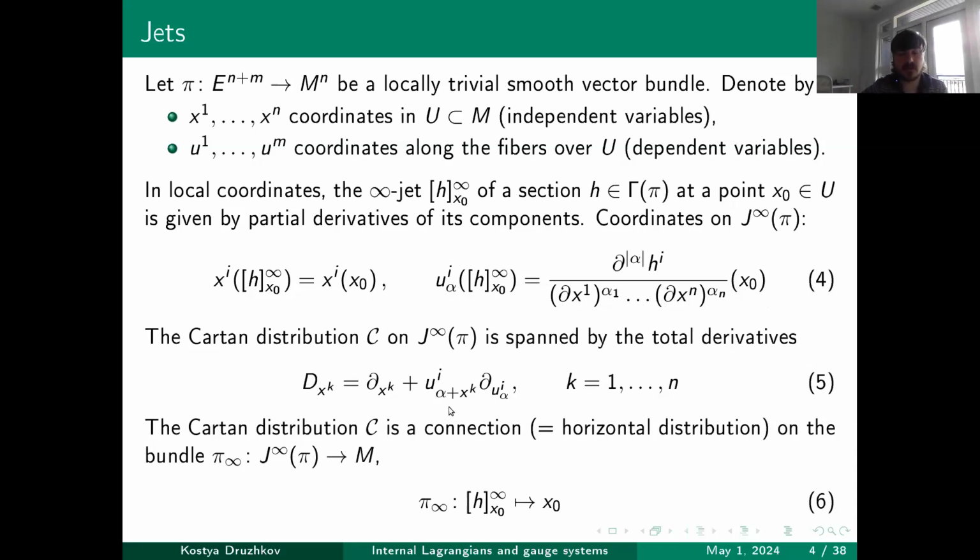Yeah, and the Cartan distribution can be considered a connection on the bundle pi infinity, where pi infinity is a natural projection. Each infinite jet of a section at some point remembers its point, the corresponding point. So we have a projection from infinite jets to the base space, the original base, and the Cartan distribution becomes a horizontal distribution or connection on the corresponding bundle, pi infinity.